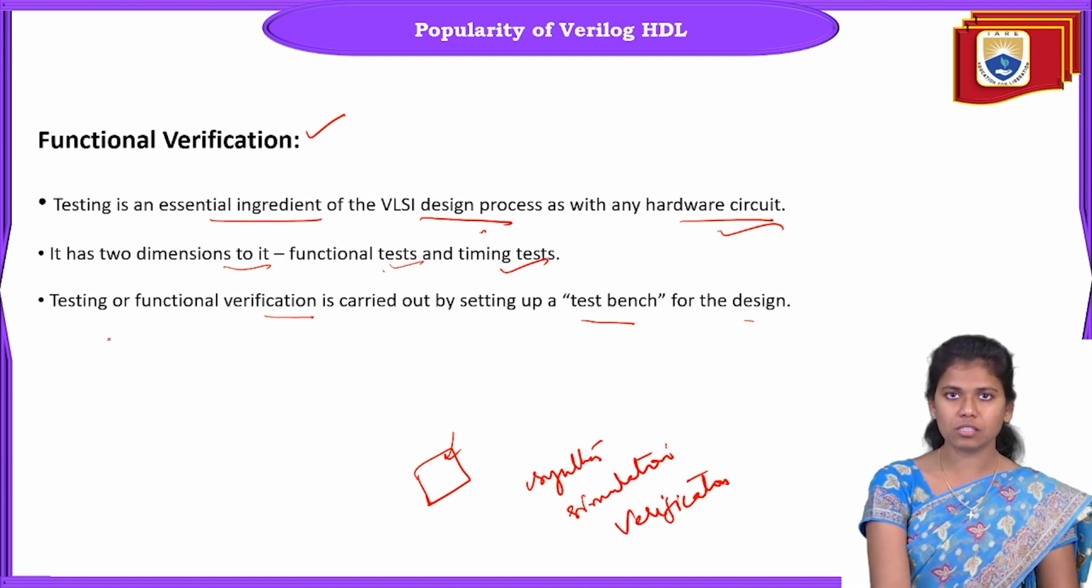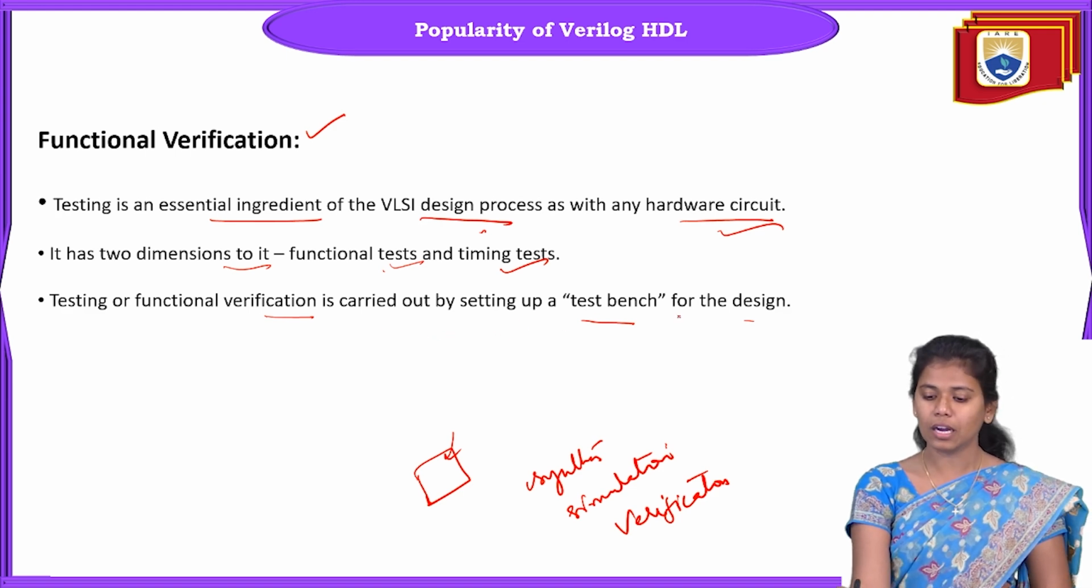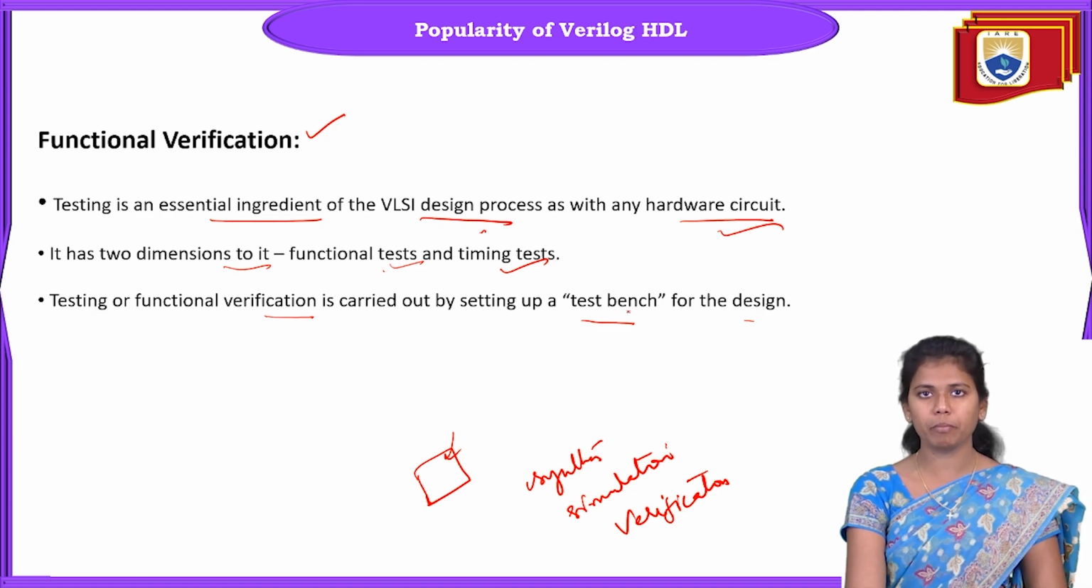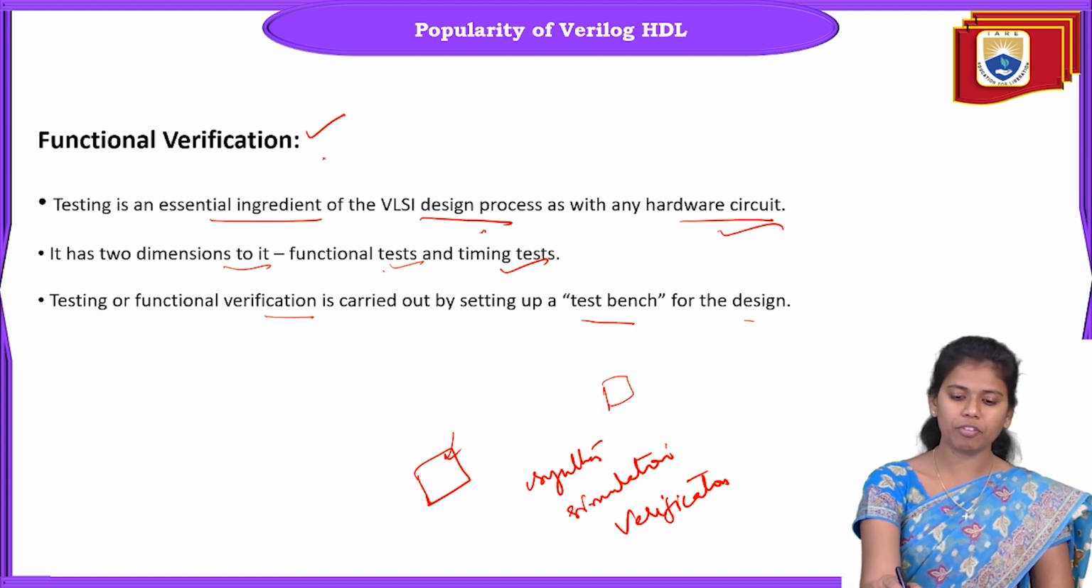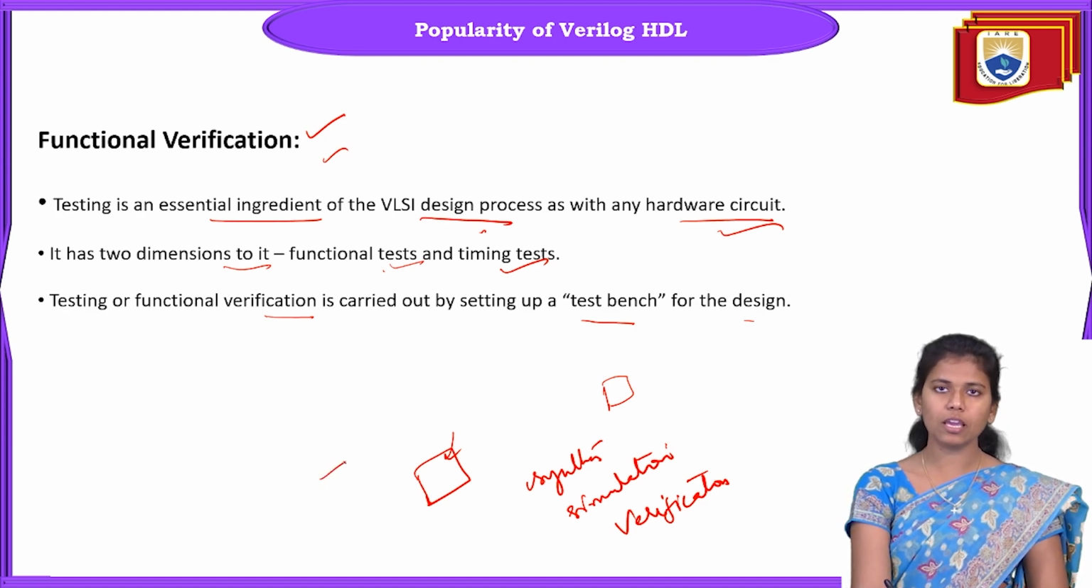Functional verification has to be carried out by setting up a test bench for the design. The test bench setup has to be made in order to verify the code of a particular module. This is all about functional verification. So till now we have discussed concurrency, synthesis, simulation, and functional verification.